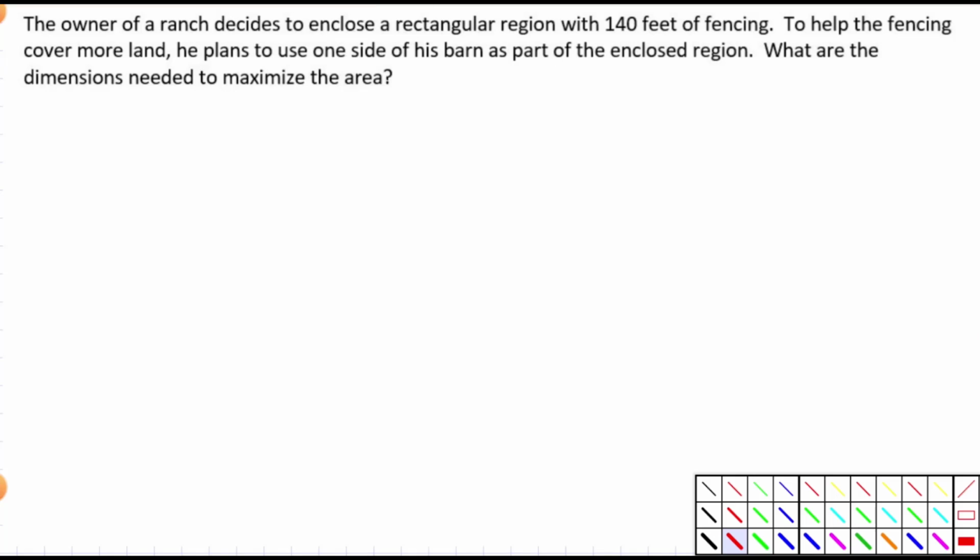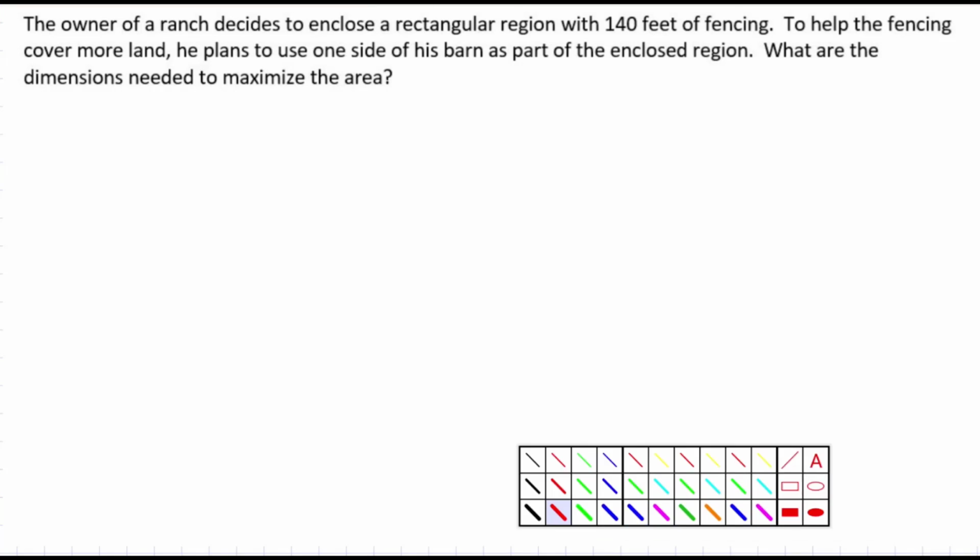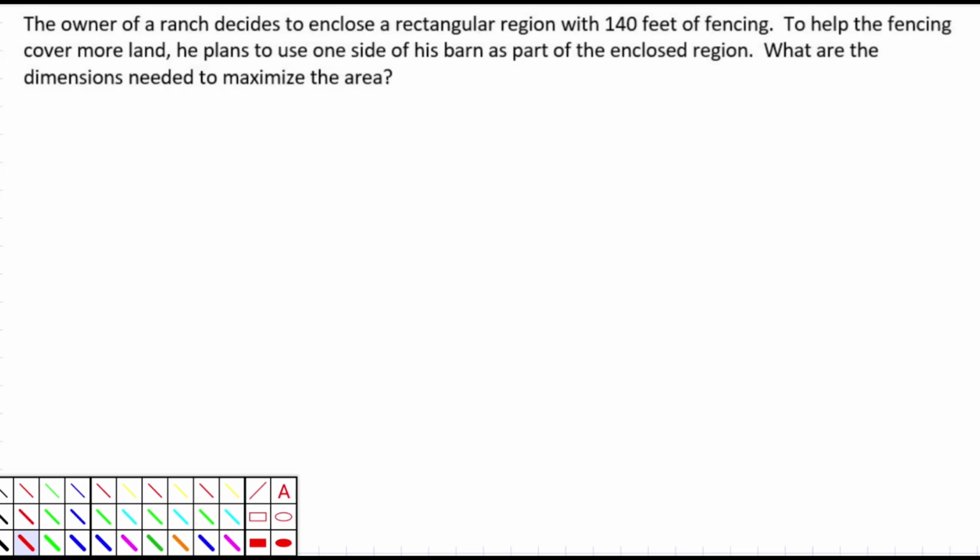Alright, remember these problems. These are coming back, I guess. The owner of a ranch decides to enclose a rectangular region with 140 feet of fencing. To help the fencing cover more land, he plans to use one side of his barn as part of the enclosed region. What are the dimensions needed to maximize the area?